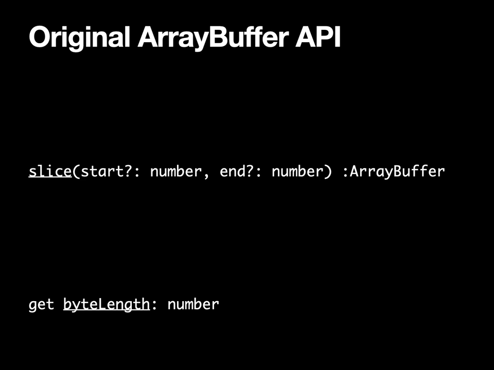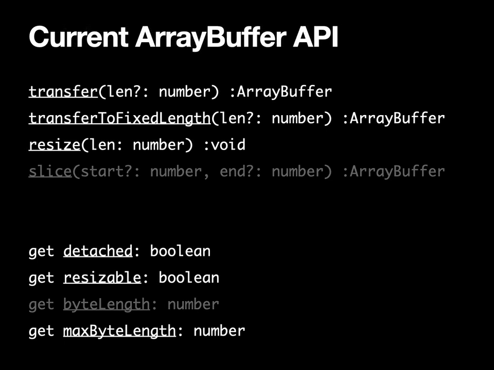Until recently, this was the entirety of the array buffer API. It has a slice method for extracting a subrange by copy into a new mutable array buffer, and it has a getter-only accessor for getting the length of the array. Since then, we've added these three methods: transfer, transfer to fixed length, and resize. And we've added these additional getter-only accessors.